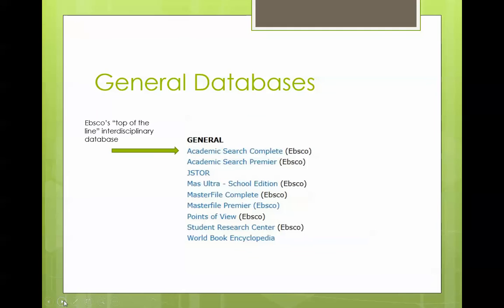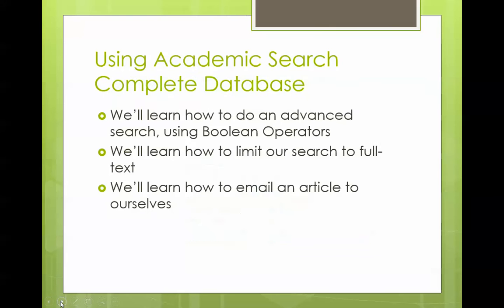So looking at the general databases, we have quite a few here. One that I highly recommend is the first one, Academic Search Complete. It's an EBSCO database. It's really their top of the line interdisciplinary database. You can find everything from topics relating to art to zoology on Academic Search Complete. So that's what we'll be looking at today. We're going to learn how to do an advanced search using Boolean operators. We're also going to learn how to limit our search to full text and how to email an article to ourselves.